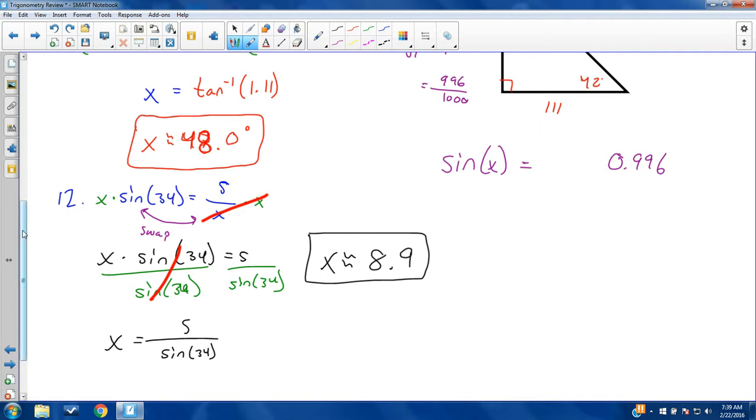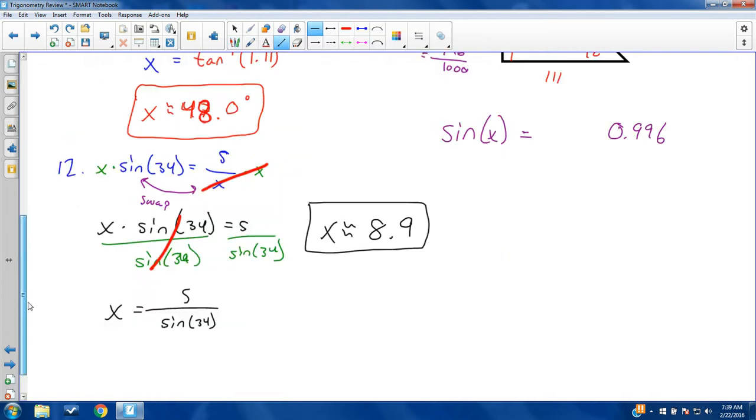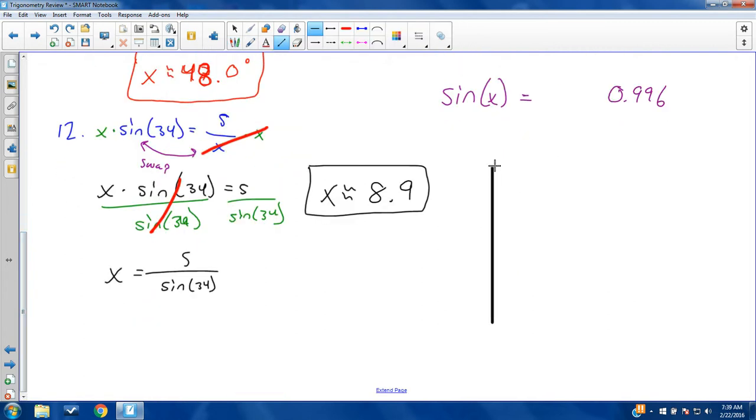Second thing is that my opposite is very, very close to being the same as my hypotenuse, which means you're probably looking at a right triangle that looks a little bit more like this. And if this is the right angle right here, you're taking a look at this angle right here, opposite over hypotenuse. They're very close to each other, which means your angle is very big and very close to 90 degrees.